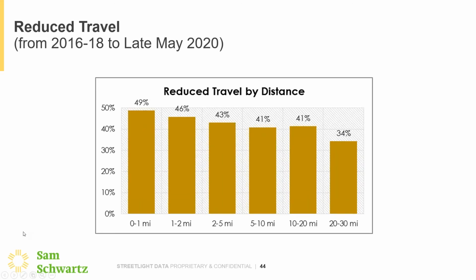Oh, and then we also have the breakdown by distance. So we see that shorter distance trips, people are able to avoid more easily than longer distance trips, which tend to be more important or more unavoidable.